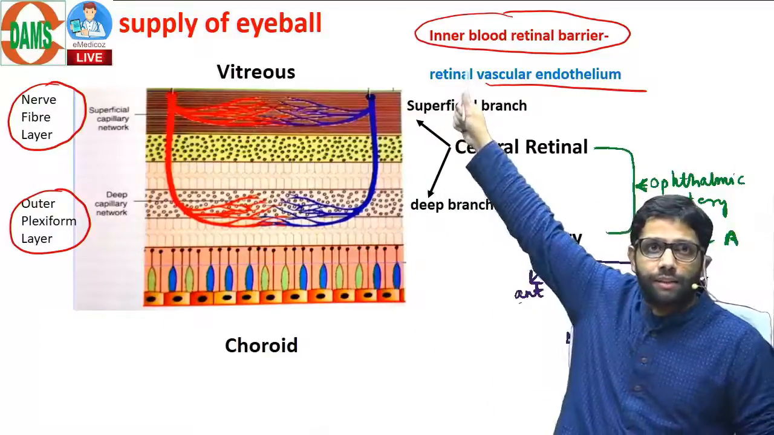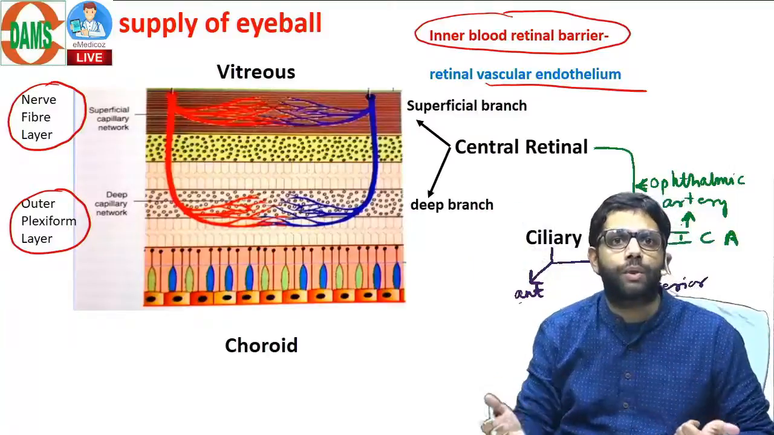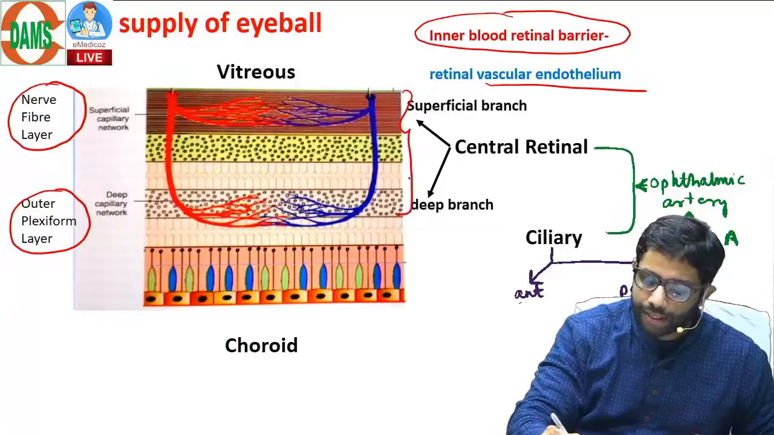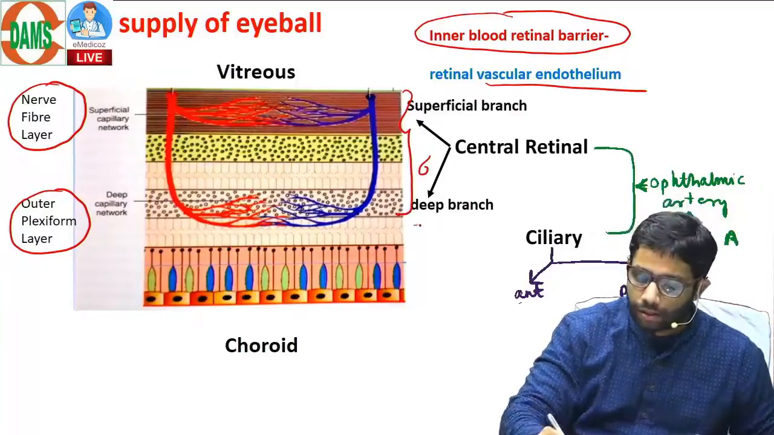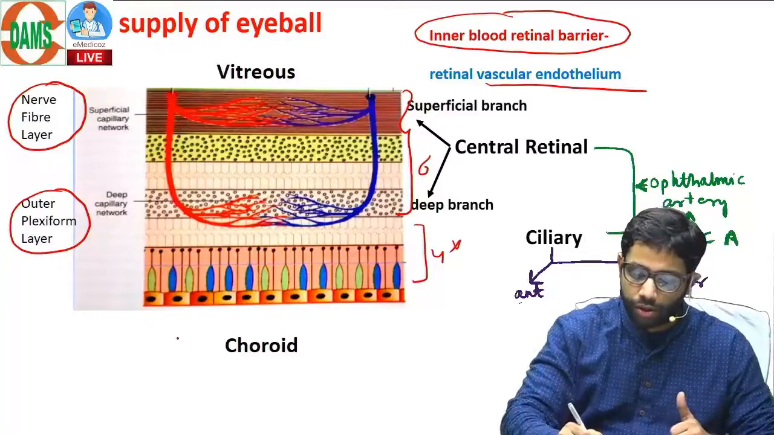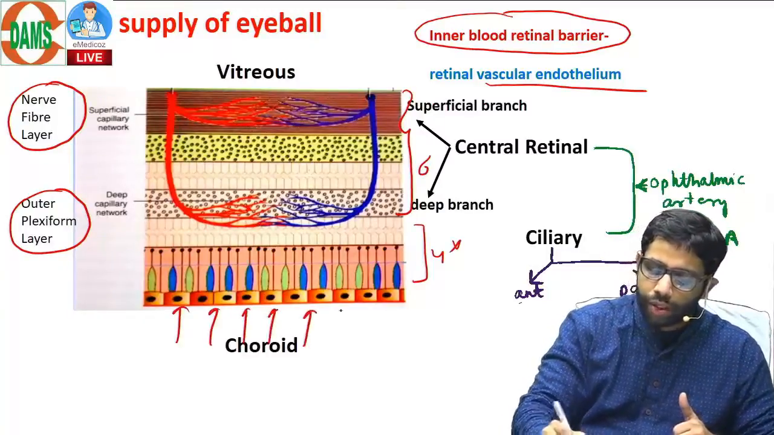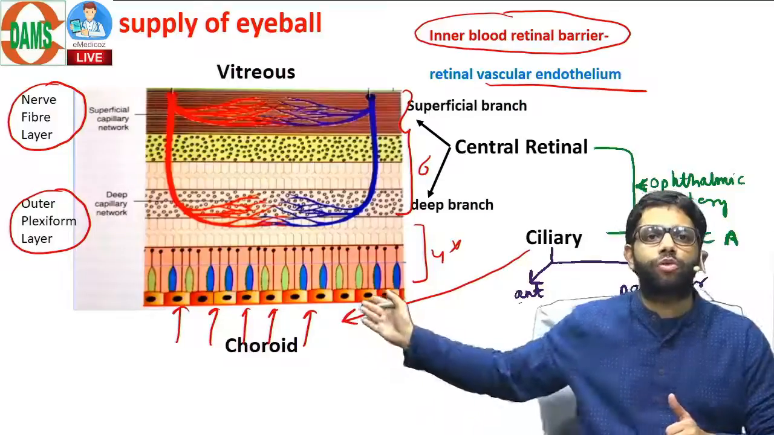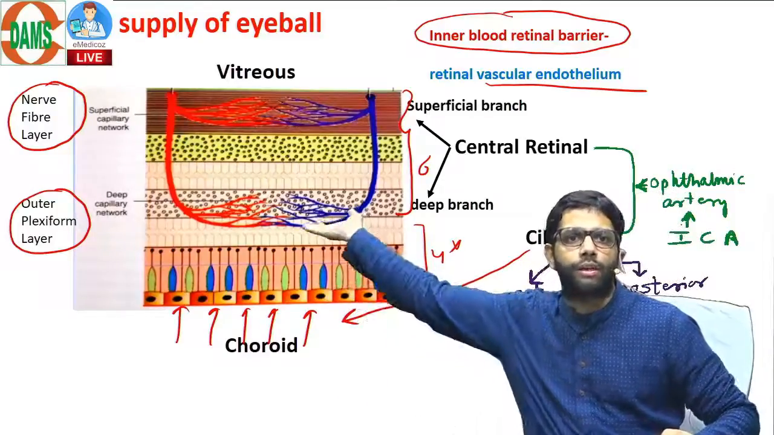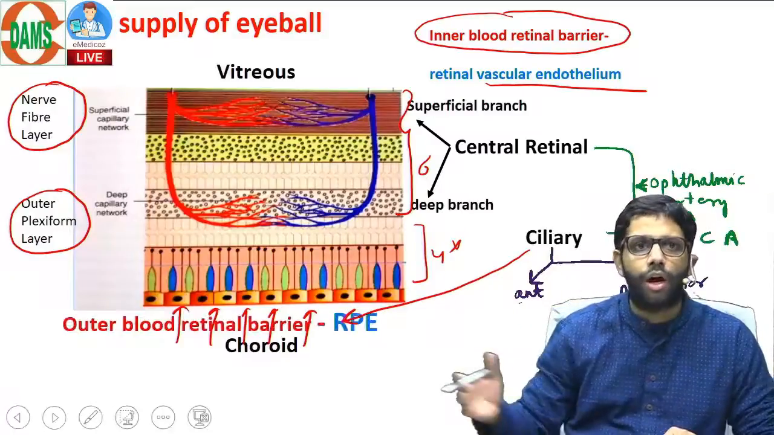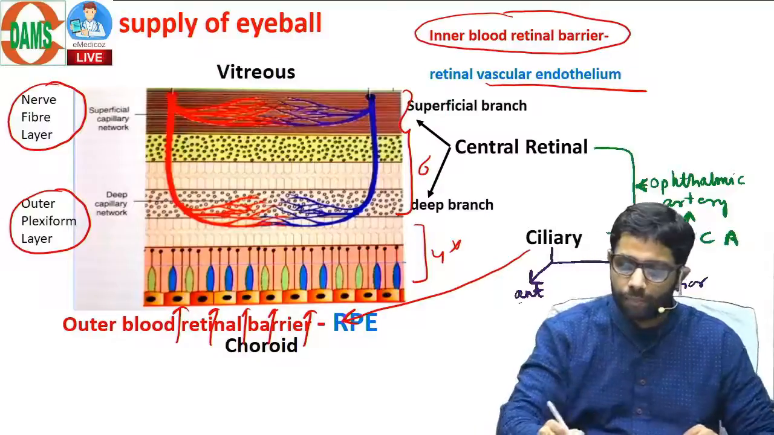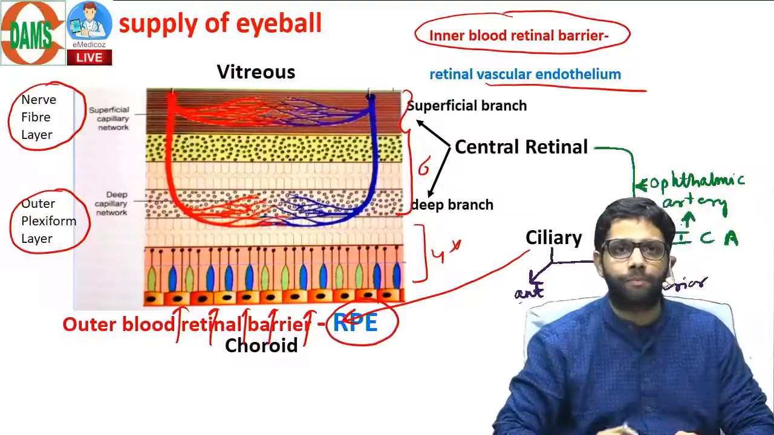And if something is inner, something has to be outer as well. The central retinal artery supplies the inner 6 layers of the retina. The outer 4 do not have any blood supply, but they get nutrition from choroidal vessels. What are choroidal vessels? Nothing but the short and long posterior ciliary arteries. Now, how do we prevent the choroidal vessels from going into the retina? The outer barrier. What is the outer barrier made of? The tight junctions of the RPE form the outer barrier.